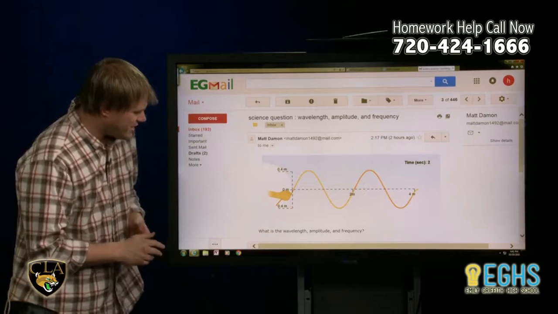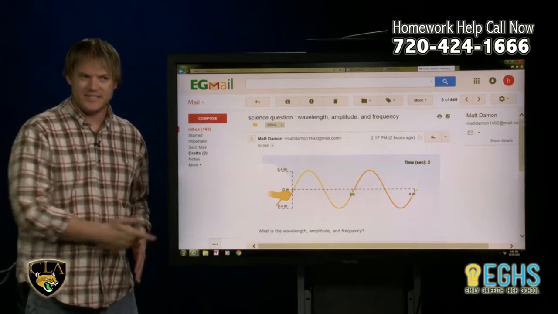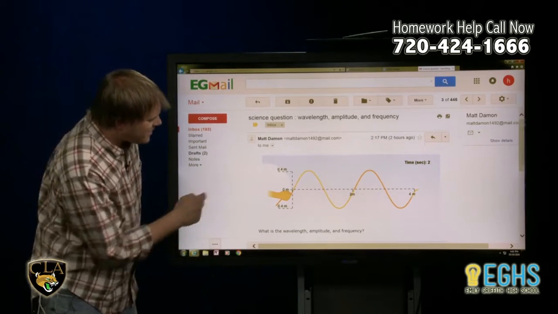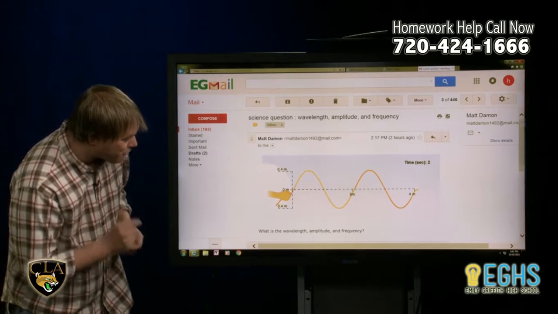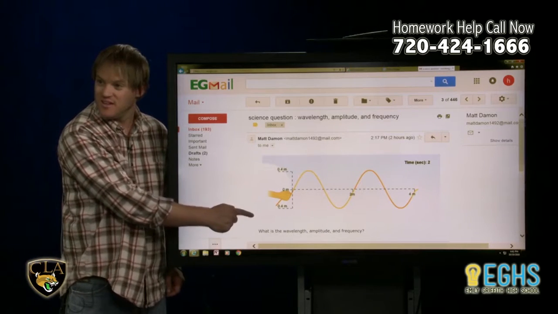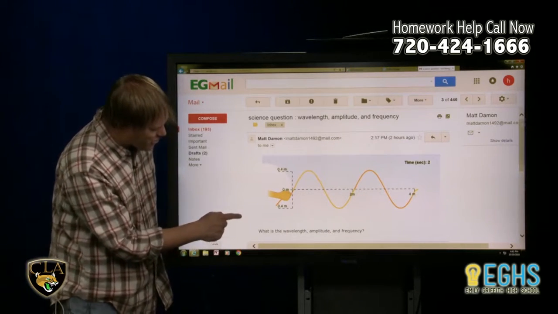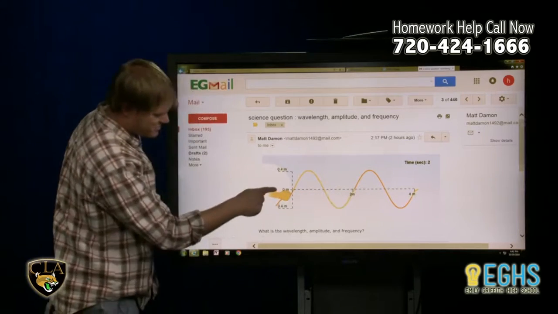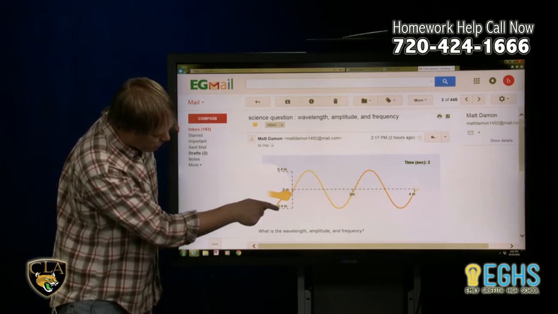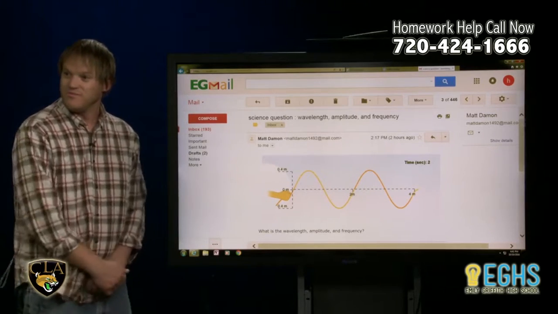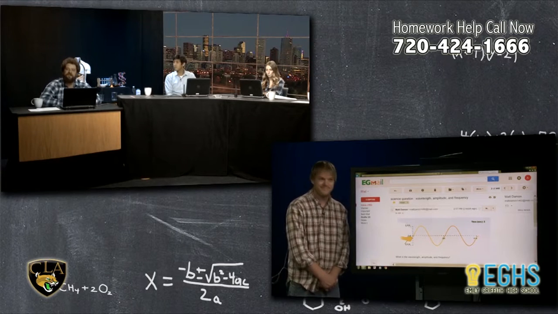All right, cool. This is an interesting question because it's got a graph on it. It asks, what is the wavelength, amplitude, and frequency of this graph? It's got a dotted line with 0 in the middle, and 0.4 on the top and -0.4 on the bottom. Okay, great. Yesterday we talked a little bit about sound waves, and in a rush to wrap up the show, I didn't get to talk about this as much as I wanted to, so this is great.